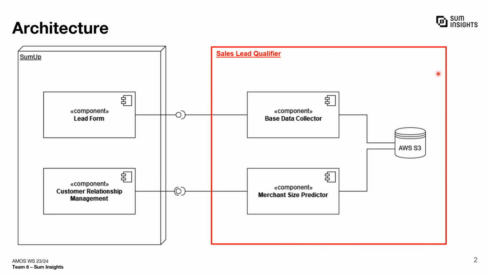The Sales Lead Qualifier consists of two main components, the base data collector and the merchant size predictor. It also comes with a data store attached where the intermediate results can be stored. Lead data coming from our industry partner is first run through our base data collector. It will collect additional information from various data sources like Google Places API. The enriched data can then be used by the merchant size predictor to do AI-based predictions. The ultimate goal of aiding the salesperson at SumUp is then achieved by providing the prediction results back to them.